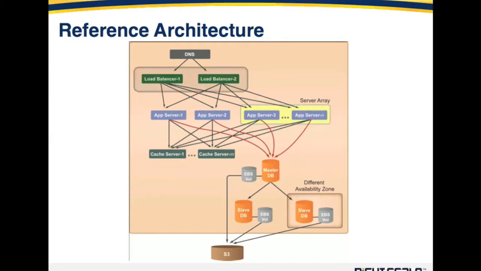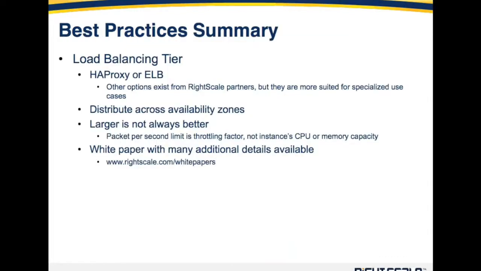And we'll start with the load balancing tier. Now, the vast majority of RightScale customers use either HA Proxy or Amazon's ELB, or Elastic Load Balancing service, to accomplish their load balancing needs. Other options exist from RightScale partners such as AiCache and Zeus, but they tend to be more suited for specialized use cases. If you use the HA Proxy solution, we recommend you distribute your servers across availability zones. This is a common theme you've heard throughout the videos in this series, and you'll hear again today. Always distribute those servers to increase the availability of your application.